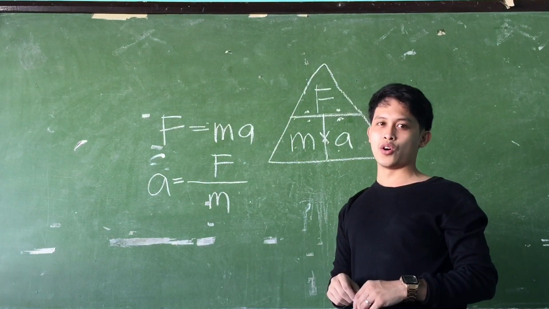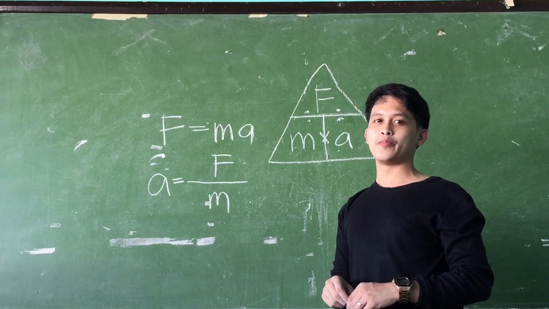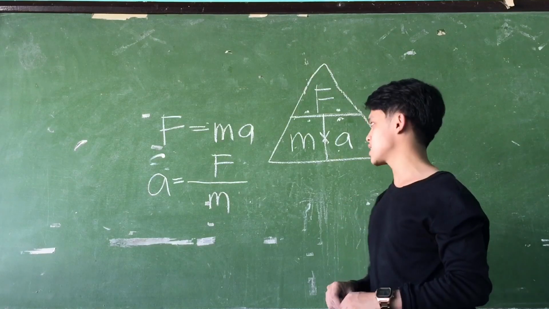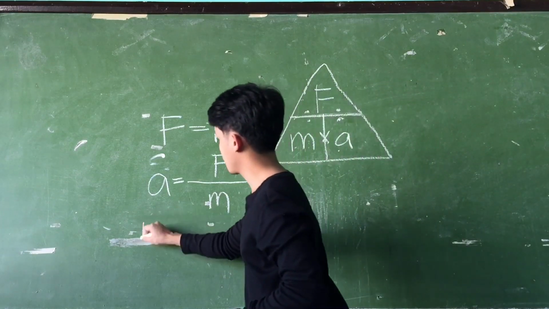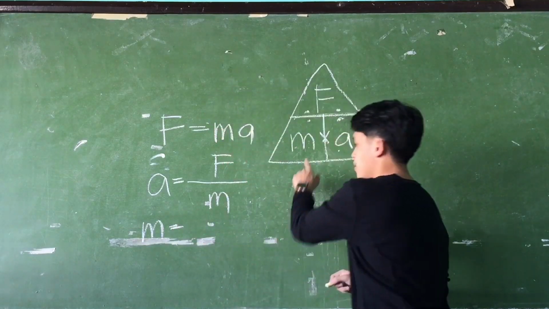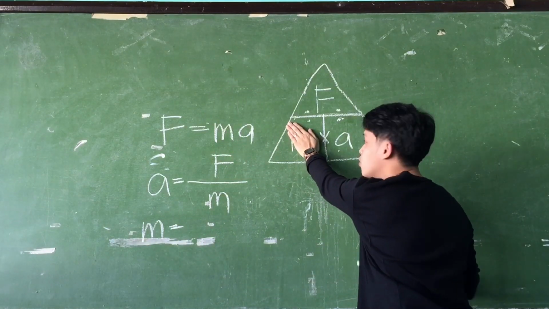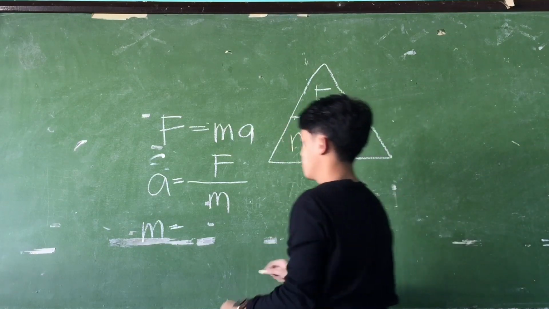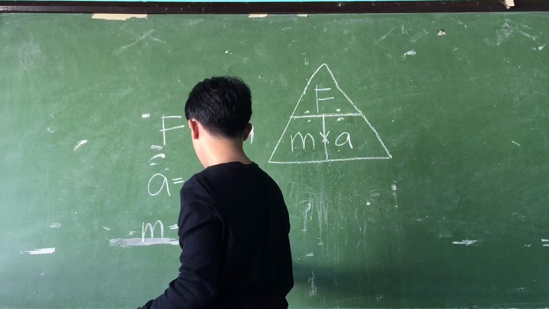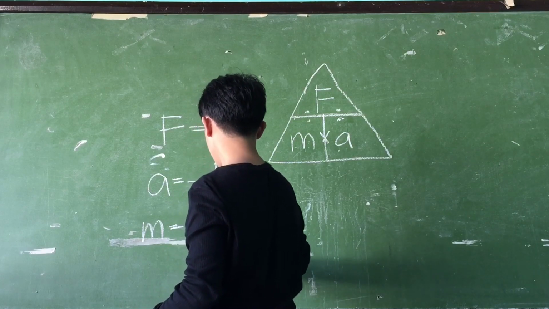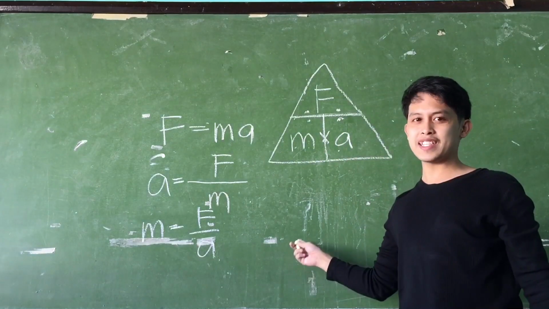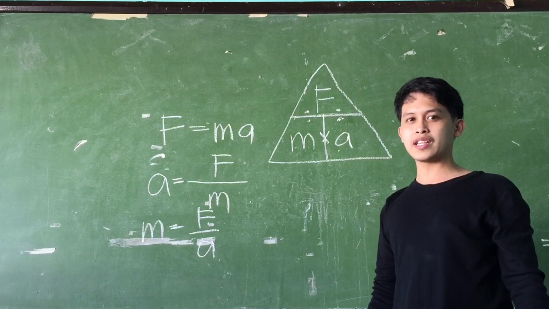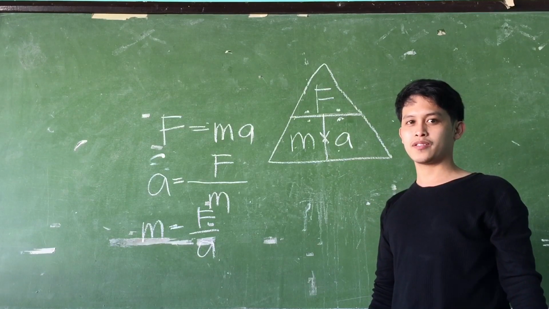How about we want to know what is the equation of mass? We will just again cover the mass. Mass is equal to force divided by acceleration. So this is how we derive equations from a given equation using the derivation method.